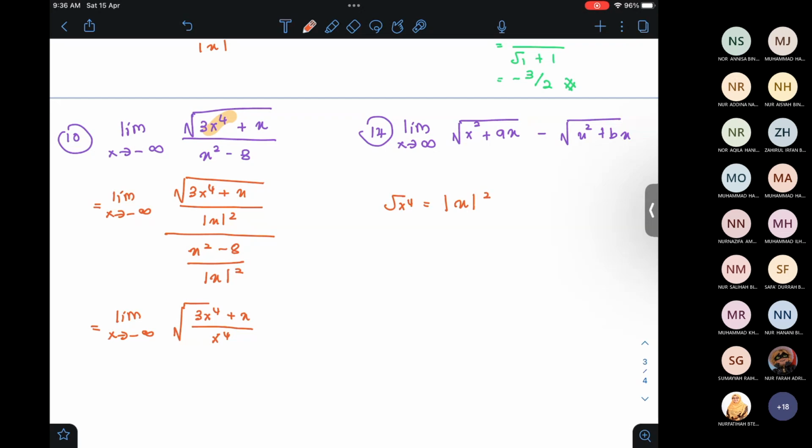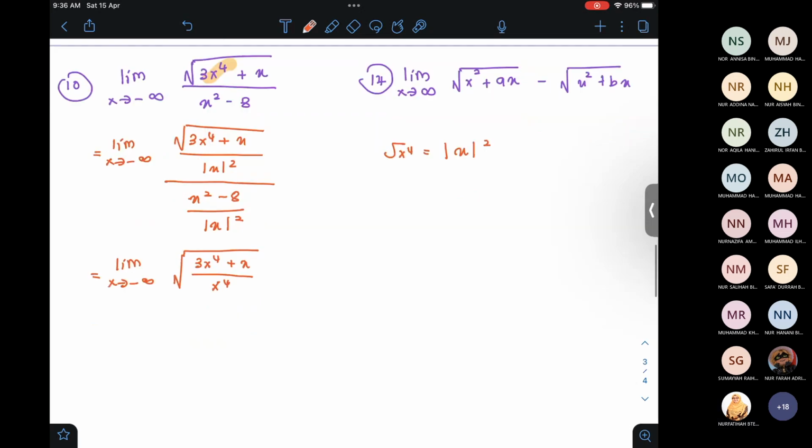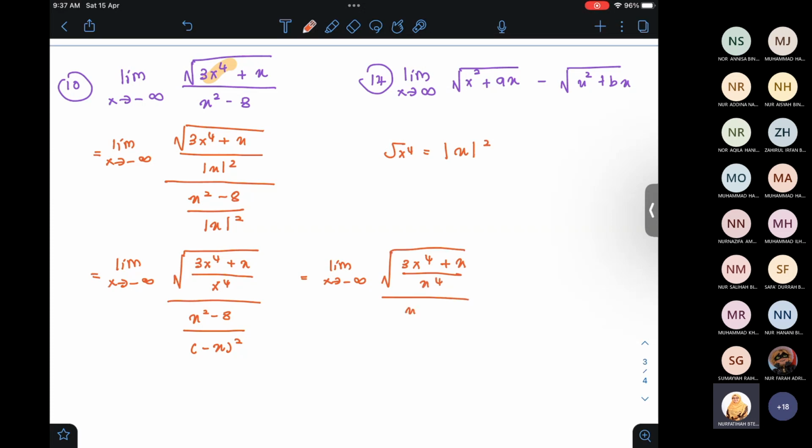For the bottom part, since we are going to open the modulus, when I open the modulus, do I get positive or negative? Negative. Okay, so negative x squared here. So we get limit x tends to negative infinity, the square root of 3x to the power of 4 plus x divided by x to the power of 4, and for the bottom part, x squared minus 8 over x squared.